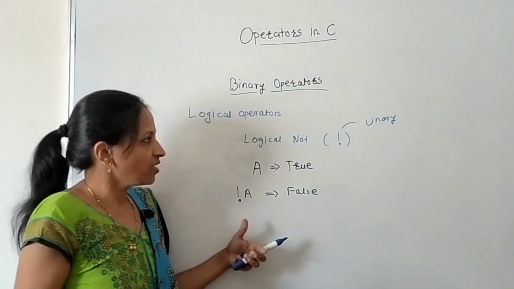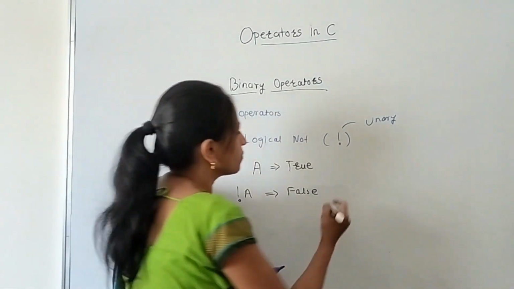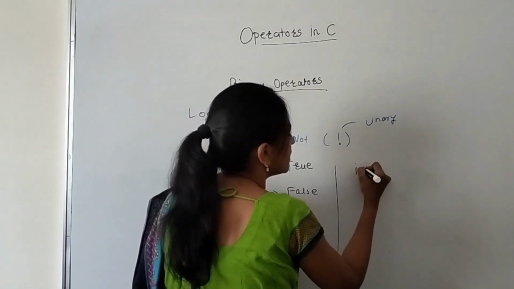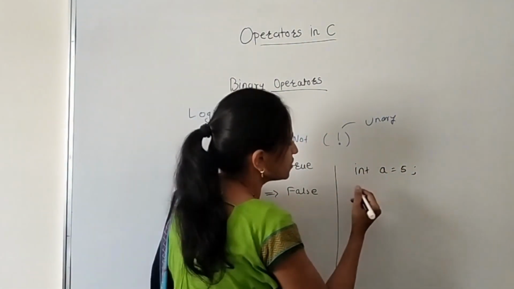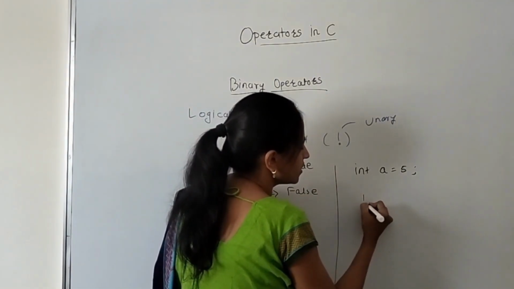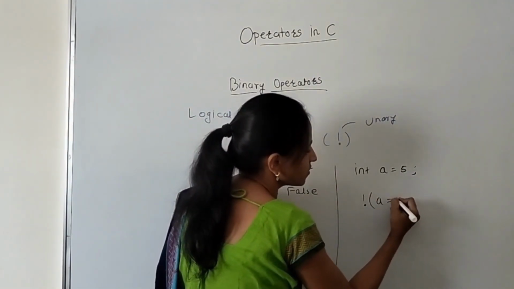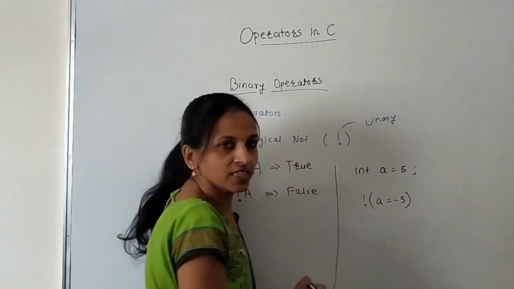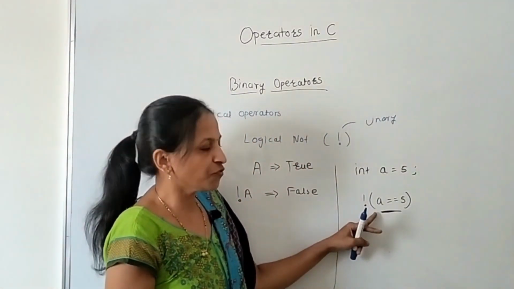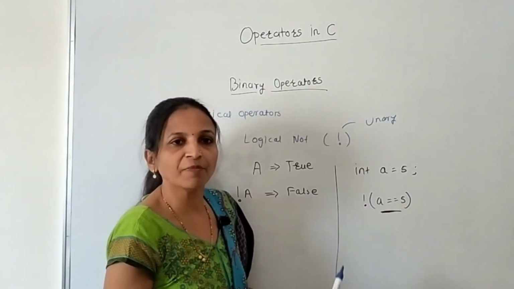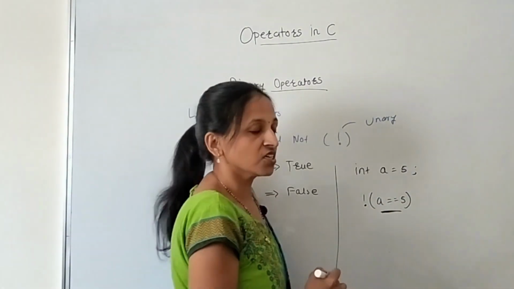Here, for example, suppose I have one integer variable A having value 5 and I want to check whether not A is equal to 5. Suppose I have written it like this. What is the result of this? Is it true or false? This equal to is a comparison operator. This is an equality operator.